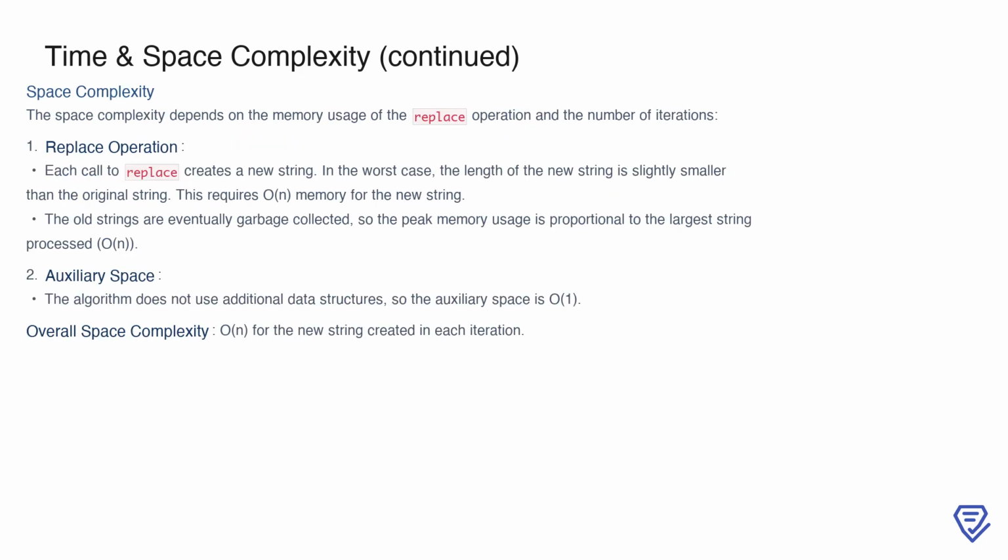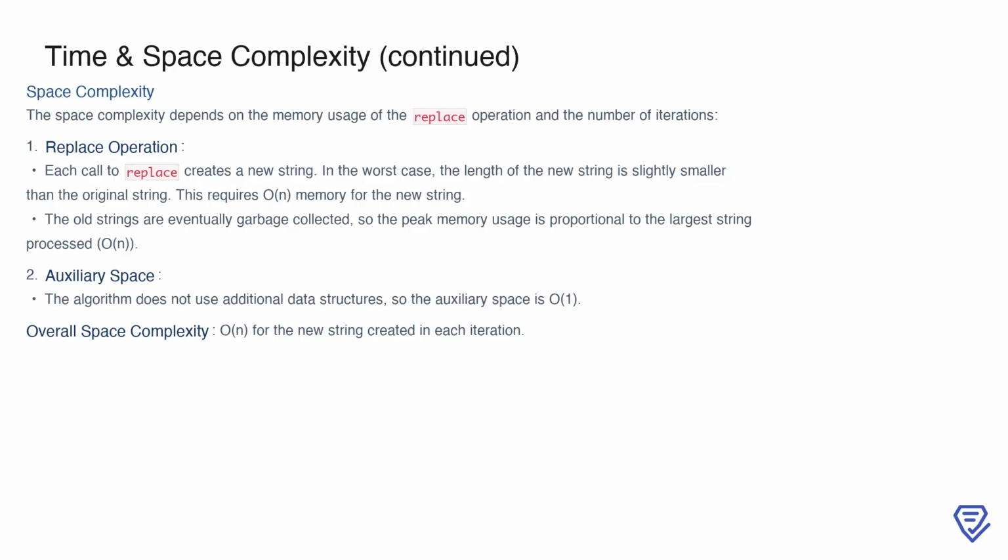The space complexity primarily depends on the memory used during the replace operation and the number of iterations. Each call to replace generates a new string, and in the worst case, the new string is only slightly shorter than the original. This requires n memory for the new string.